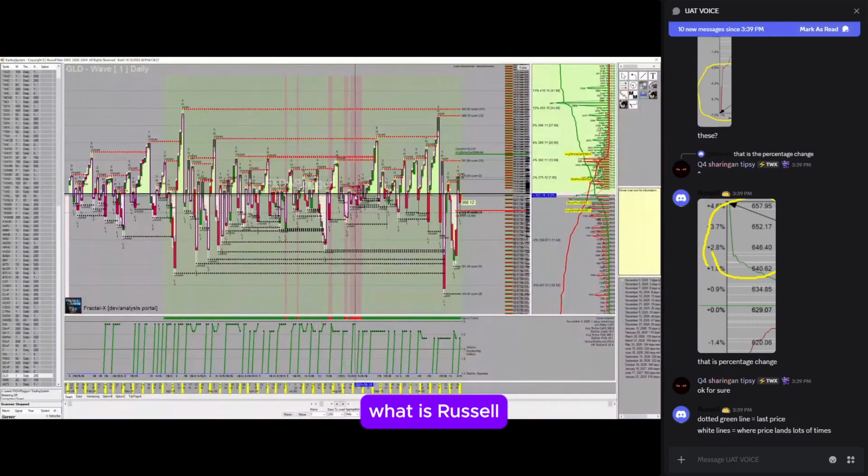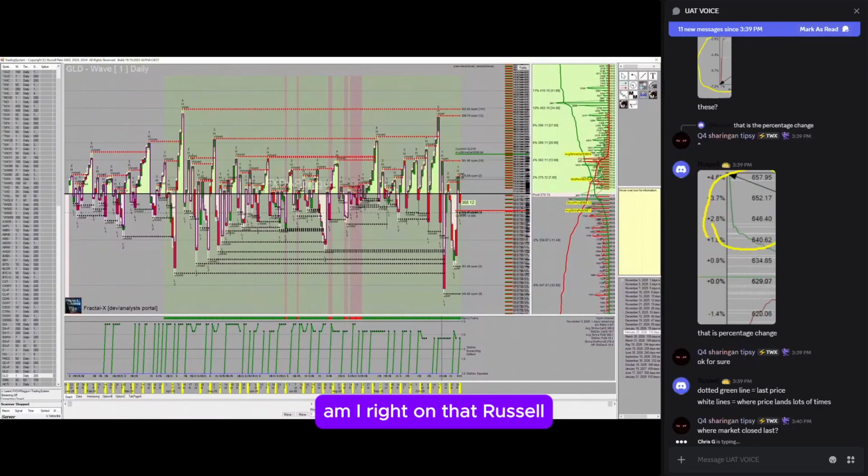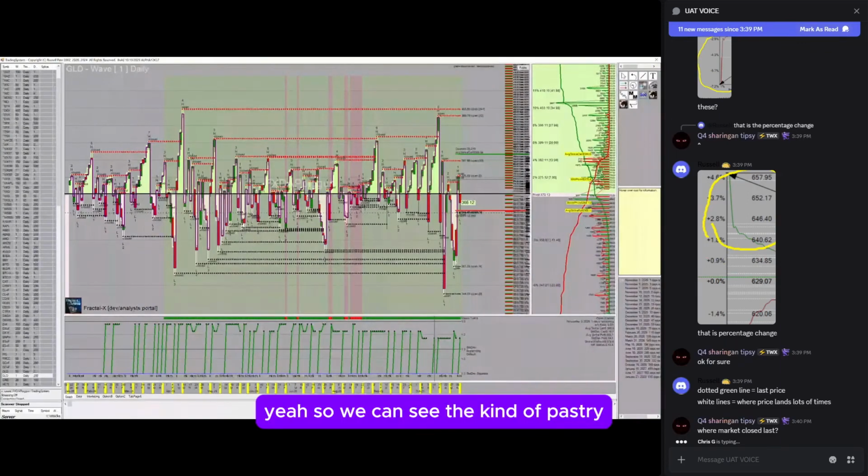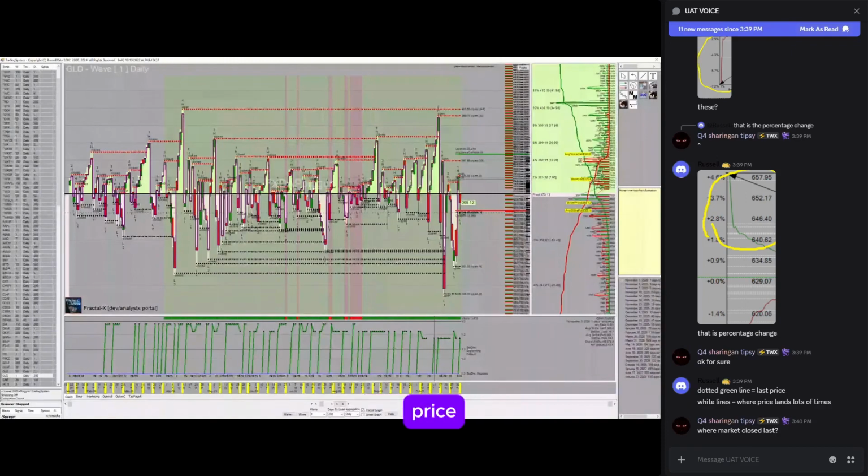And I forget, what does Russell call this? He calls this what's the word used for the pastry squeeze, I think? Am I right on that, Russell? Hopefully. Yeah, pastry squeeze is what the guys in the industry will call it sometimes. So we can see the pastry squeeze that's going on in the gold price.